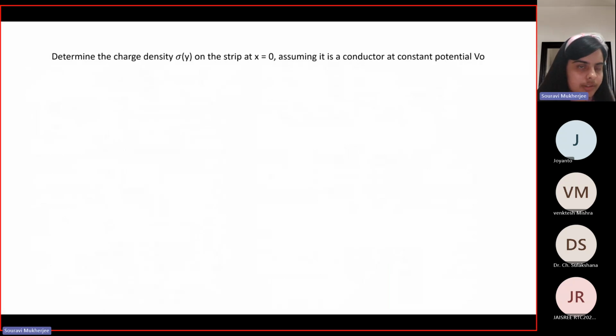So any idea how to solve this? We know the potential. How do we find the charge density? What should be the relation, based on our previous understanding of Gauss's law and all that we spoke about conductors in the last class? If we know the potential in the region, and there is a conducting surface, and you are asked what the charge density on the surface is, can anyone tell me what the relation should be?